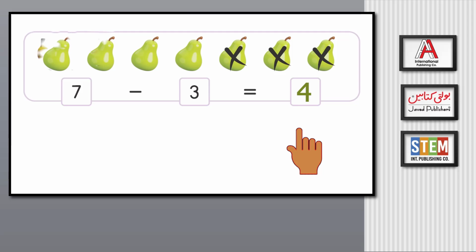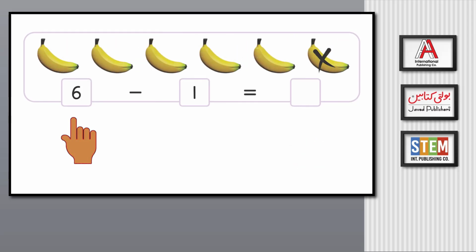Here in the second box, we have 6 bananas. Wow. And we took 1 out of that. So we are going to cut 1 banana. How many we are left with? 1, 2, 3, 4 and 5.